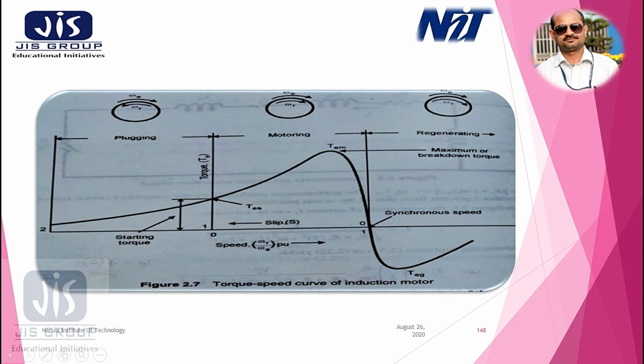Now in the normal motoring zone, TE is 0 at s equals 0, and as s increases, that is speed decreases, T increases in a quasi-linear curve until the breakdown torque, that is the maximum torque TEM, is reached. In this region, the stator drop is small and the air gap flux remains approximately constant.